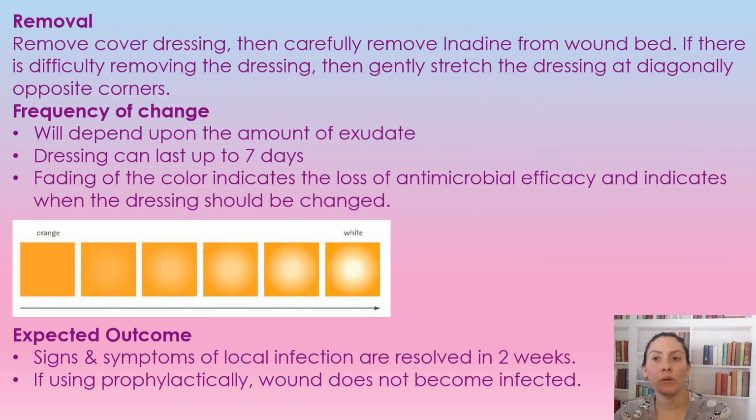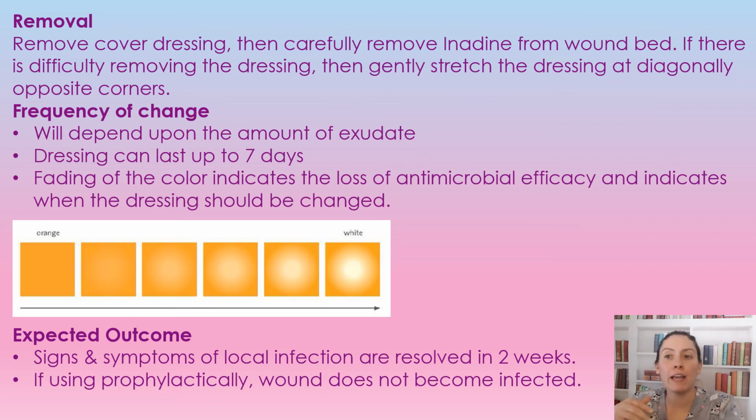So on removal, just carefully remove it from the wound bed. If you're having difficulty, like I said, you can either add a couple drops of saline. I've found that helpful, or you can take the dressing, so it's a square, and take opposite sides and just give it a gentle stretch diagonally from opposite corners, and it will lift up.